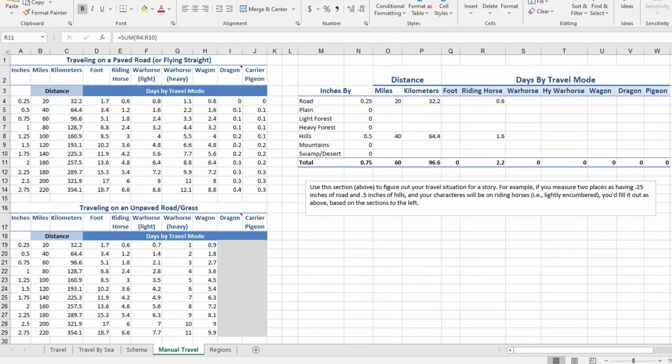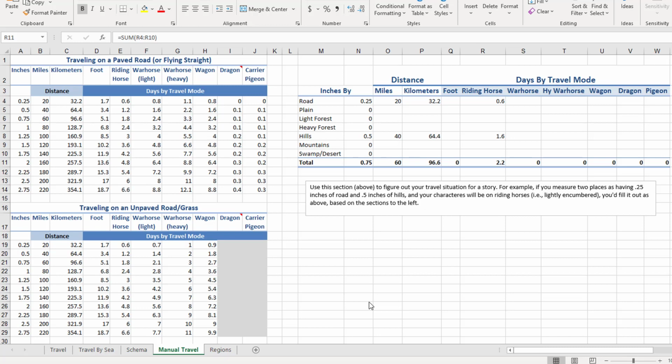The next sheet that I want to focus on is the manual travel sheet, and it's called this because you will be manually figuring out how long it takes to get from one place to another. But the advantage of this sheet is that you don't really have to do much, if anything, with all the formulas and calculations on here because they are basically already set for you. And that is a lot easier than one of the other alternatives that we are going to look at in a minute.